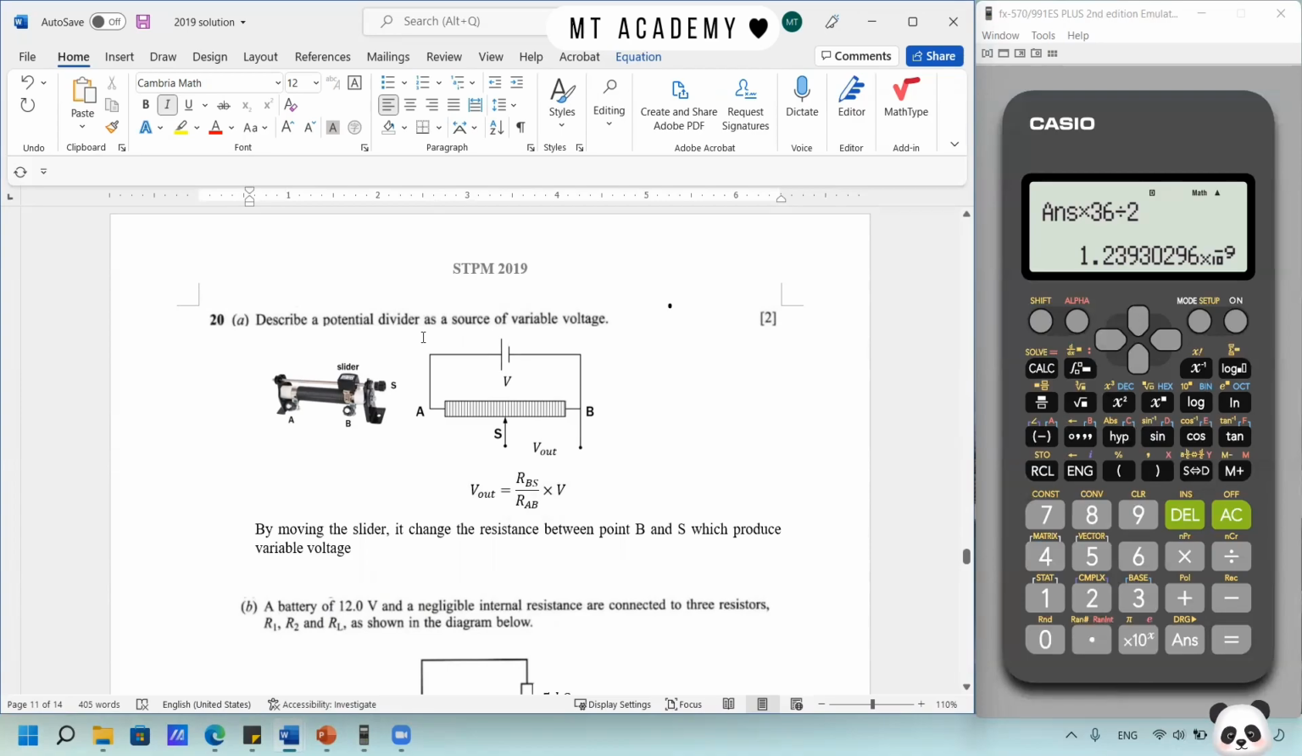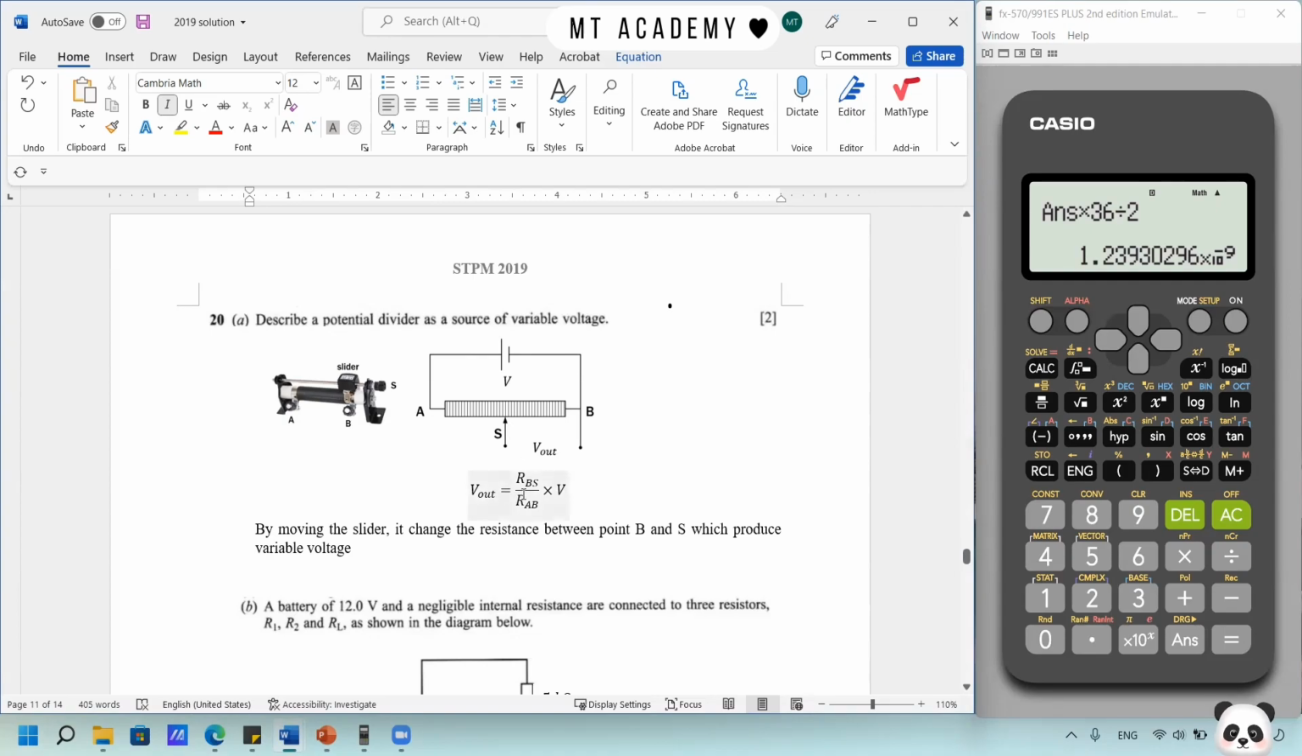So there is a different answer for the schema. For me, I would use one of the examples that I've discussed, which is the rheostat. The rheostat is also an example that serves as a potential divider. When you set up the circuit as shown in this diagram, like what I've explained, if you move the slider around, you can change the resistance between point B and S, which also affects the output voltage. This is how we can use the rheostat to produce a variable voltage source.